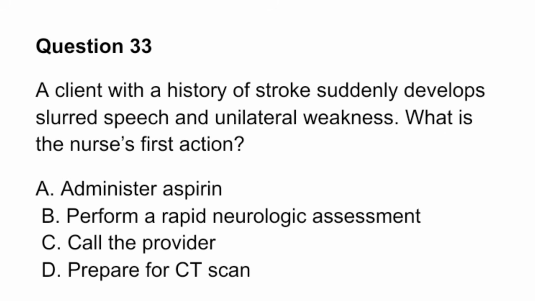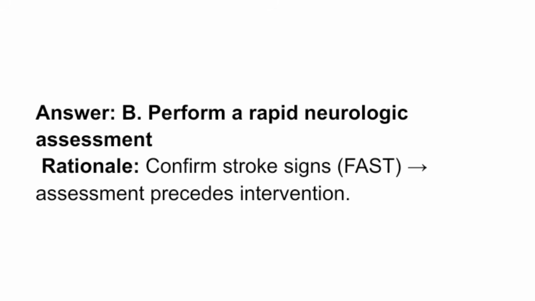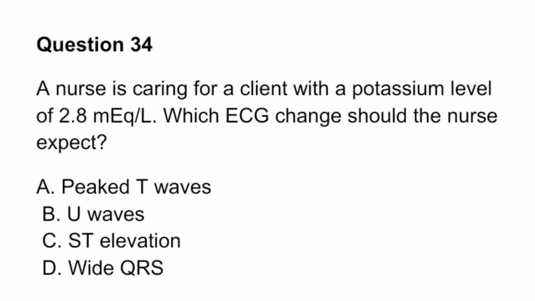Question 33. A client with a history of stroke suddenly develops slurred speech and unilateral weakness. What is the nurse's first action? A. Administer aspirin. B. Perform a rapid neurological assessment. C. Call the provider. Or D. Prepare for CT scan. Answer is B. Perform a rapid neurological assessment. Rationale: confirm stroke signs, fast. Assessment precedes intervention.